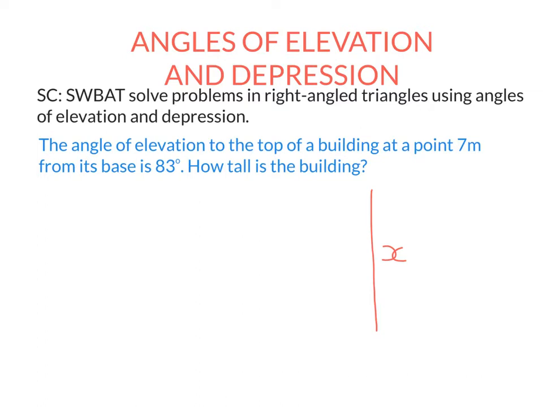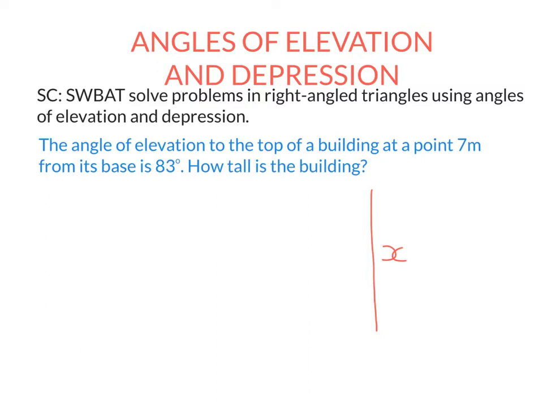Now, what angles of elevation and depression allow us to do is take 3D problems. A building is three-dimensional, but what we're going to do is represent this problem in 2 dimensions, with a right-angled triangle. Then we can just use our normal SOHCAHTOA to find either an unknown side or an unknown angle. In this case, we're finding an unknown side.